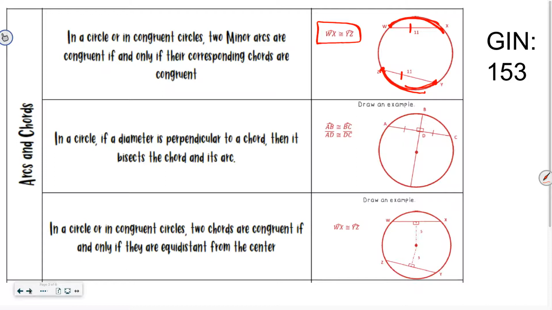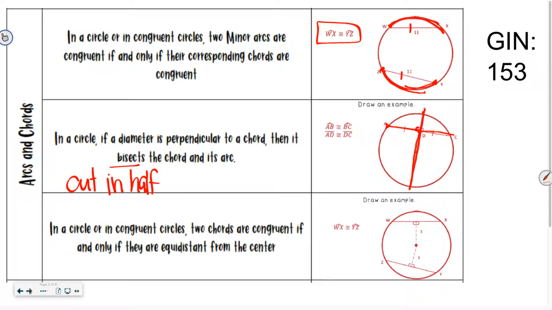Then the next one says, if in a circle a diameter is perpendicular to a chord, then it bisects the chord and its arc. And remember that bisect means to cut in half, and it's two perfect halves. So if I have a diameter, and everyone can see here that this is a diameter, it goes through the center of the circle, touches both sides. If I have a diameter and it's perpendicular, that's that right angle right there, that means that it bisects AC. So however much it is to get from A to D, it's the same amount to get from D to C. It's bisecting that.